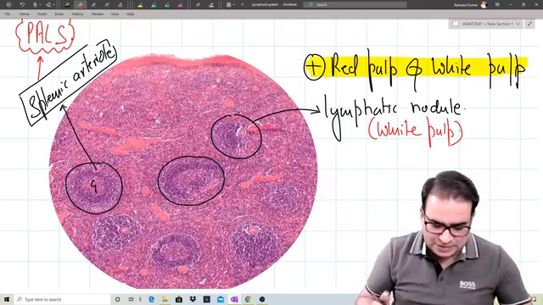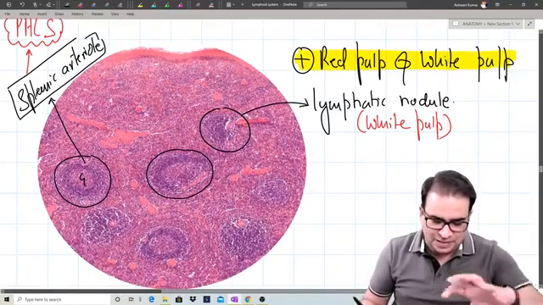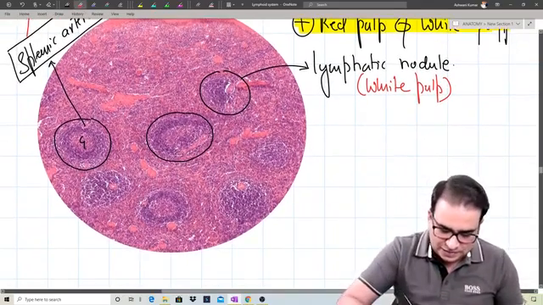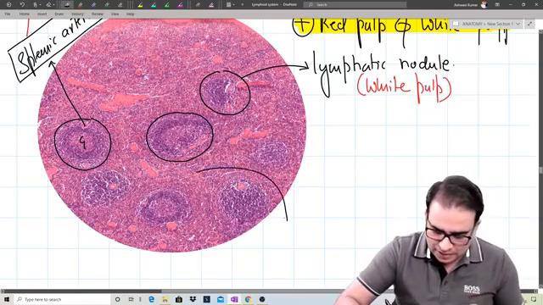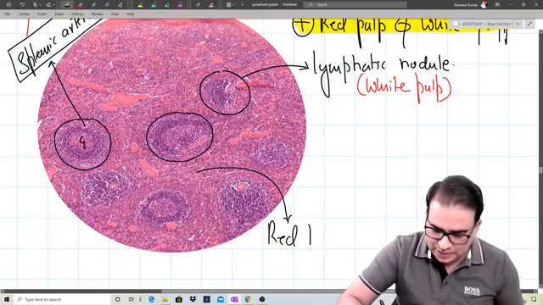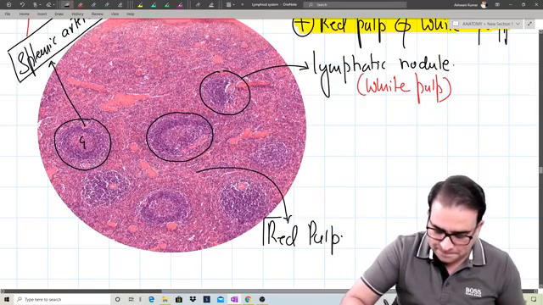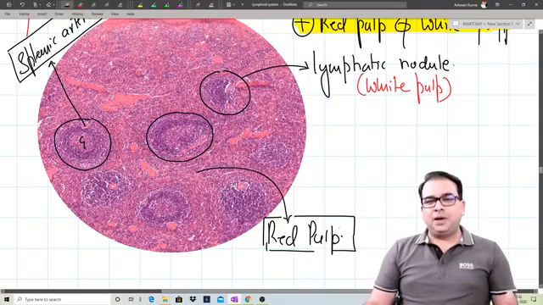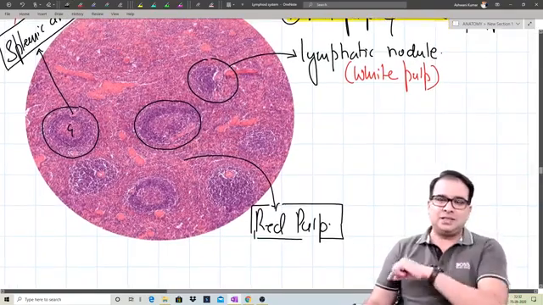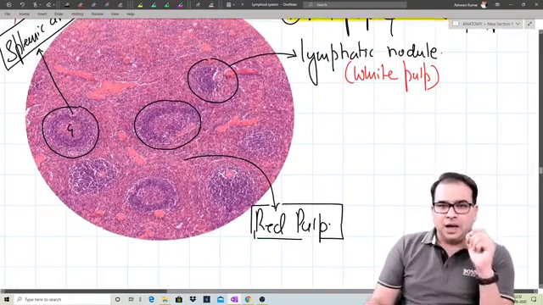Then what else you will see here, in between the lymphatic nodules, if you look at this slide guys, this region is showing a very strong red tinge, and that's why the name given to it is the red pulp. We call it the red pulp. Well, what exactly is the concept of this red pulp and white pulp? We will understand that in the splenic circulation, which is next.